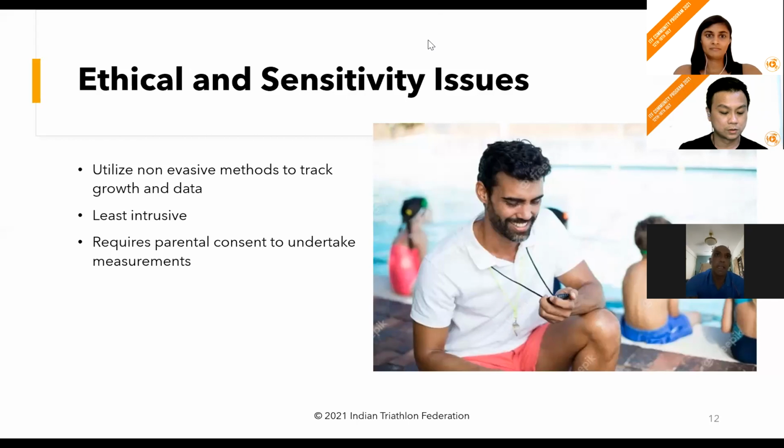When we do testing with them, try to keep it as less invasive as possible. Understand that for any measurements or testing you want to do, anyone under the age of 16 needs a parent to sign off. It could be a simple physical test, as simple as a sit and reach, a sit-up or a push-up test. You need parental consent.